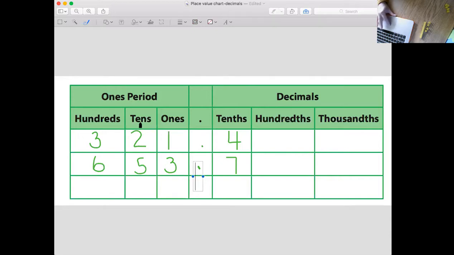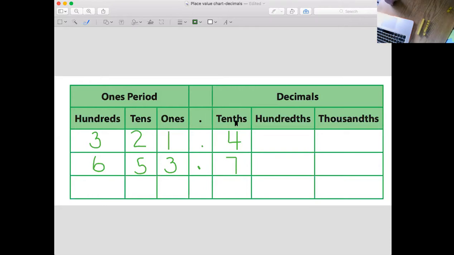5/10 is what, Trevor? 50. 653 and how many tenths? 7/10. That means that I have 7 pieces of that whole. I don't have all 10 of them. I have 7 pieces of that whole.